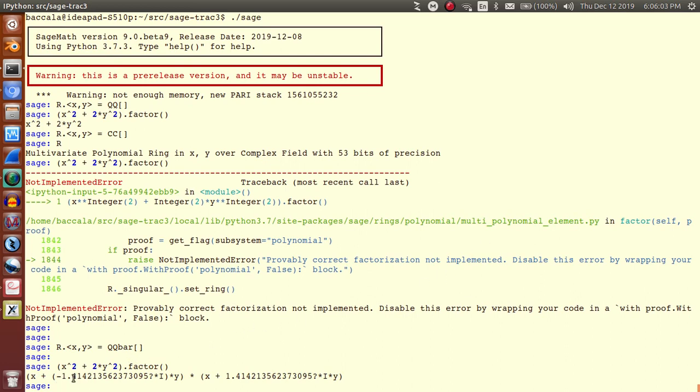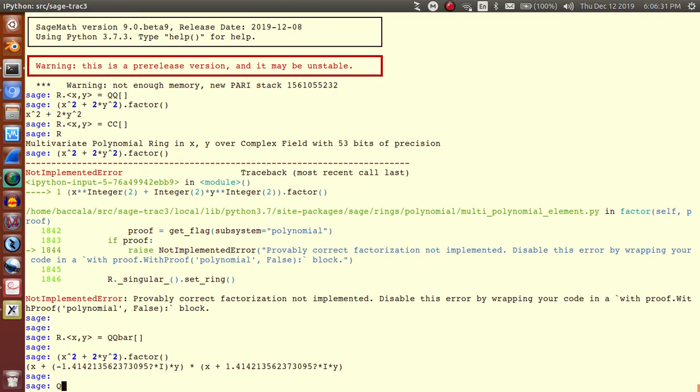QQbar by default shows a decimal approximation, but this is not a floating point number. Internally, this is stored exactly. You can tell it's a little bit different because of this question mark here at the end. The question mark at the end is the way Sage indicates that it is actually an exact algebraic number, and not a floating point approximation.